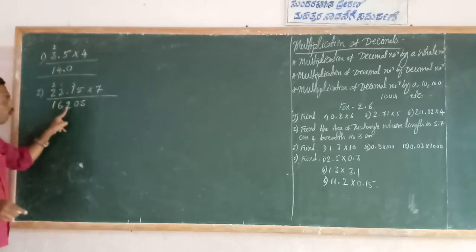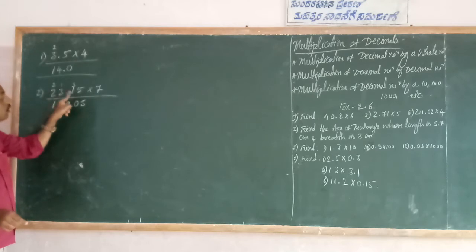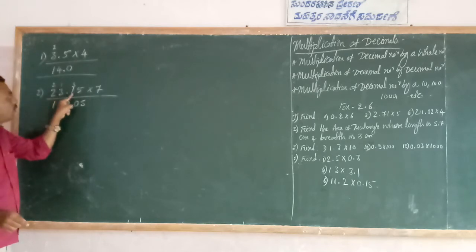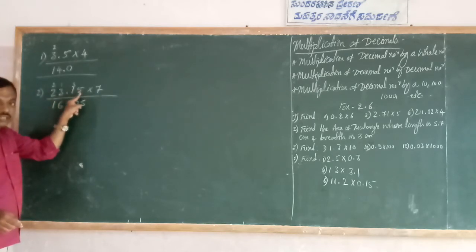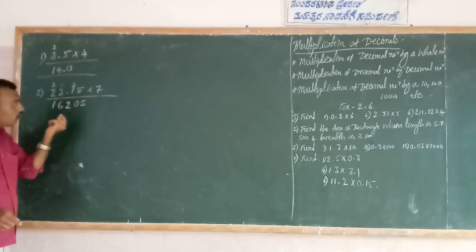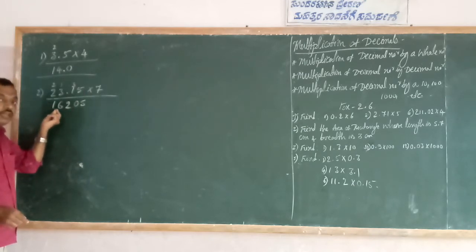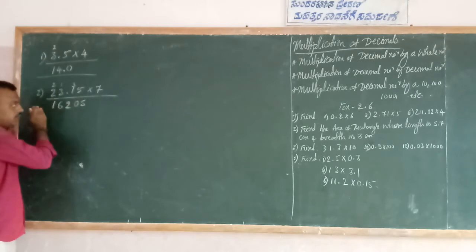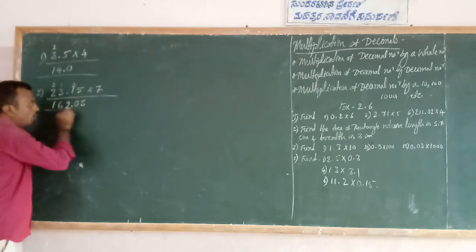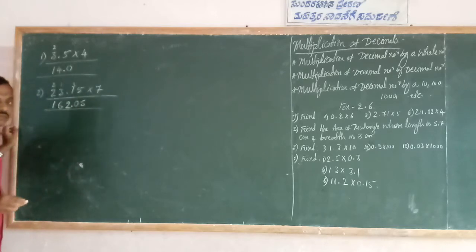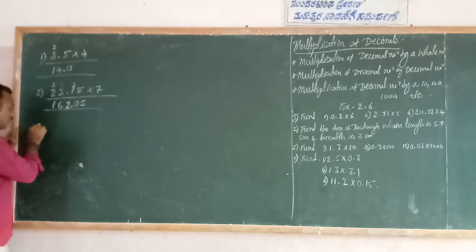Now we can put the point. Where do we have to put it? You should count how many digits there are after the point. There are 2 digits. That's why we leave 2 digits from the right side in the product. See, the right side has 2 digits, 1, 2, then we put the point. It becomes 162.05. Okay.